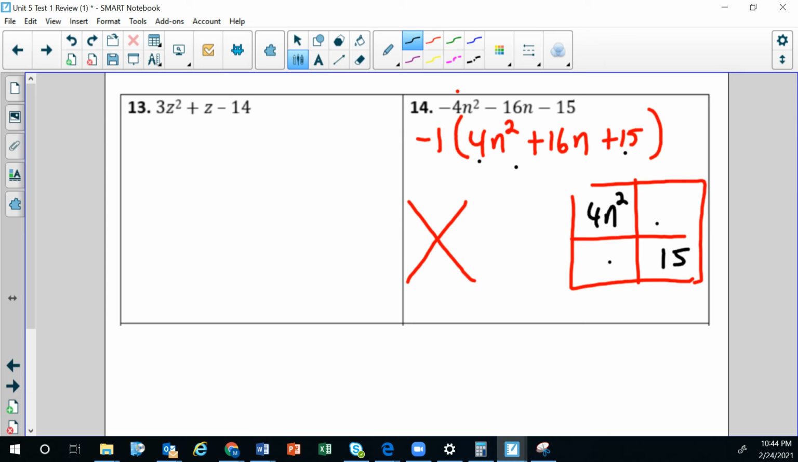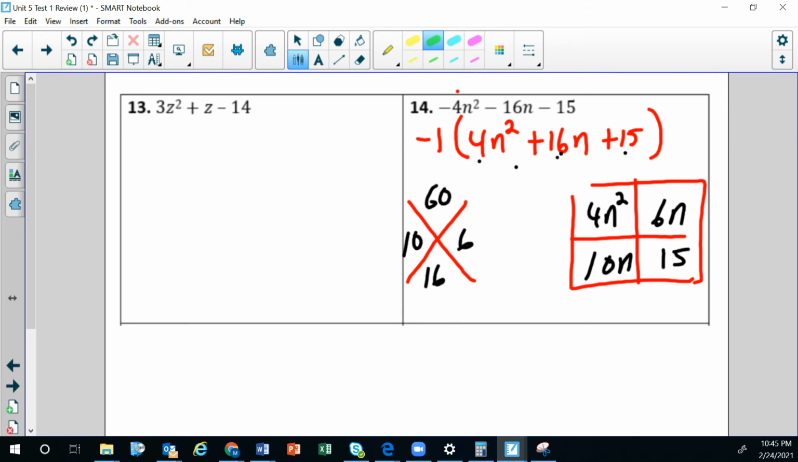4 times 15. Remember, it's going to give me 60. That goes on top. And the 16 in the middle goes to the bottom. Okay, so we need to find two numbers. When we add them, it gives me 16, and when we multiply them, it gives me 60. Think about it, pause the video and think about it, list all the factors, but you'll get 10 and 6. Okay, so this becomes 10n and 6n.